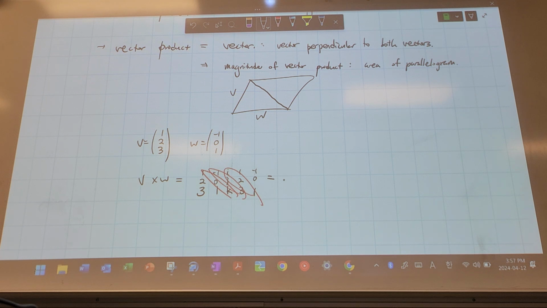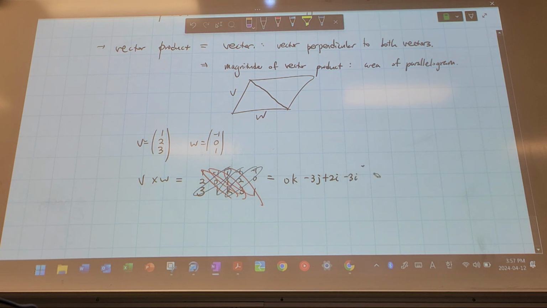So I get 0k minus 3j plus 2i, and then I do the same thing, but this time I go the other way, and this time I'm going to do minus. So minus 3i, minus 0i, and then plus 1j, and then plus 2k. So I say that, and then I collect like terms. So it's 2i minus 2j plus 2k. So I know that it's going to be 2, negative 2, and 2.